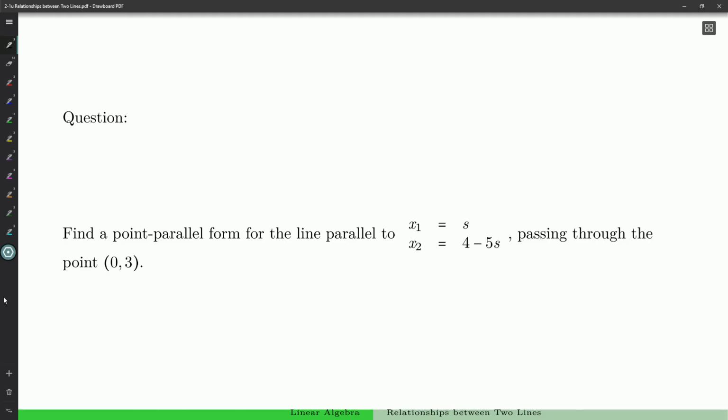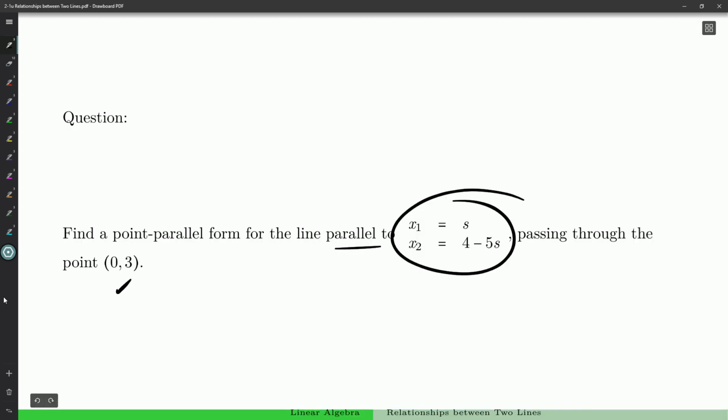Find a point parallel form for the line parallel to x1 equals s, x2 equals 4 minus 5s, passing through the point 0, 3. So, we want a point parallel form, so we need a point, which is great, we've got one. But we also need a direction vector for this line. And all we know about this line is its relationship to this other line.